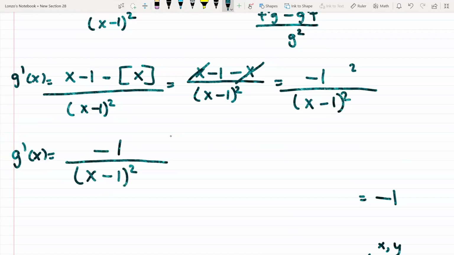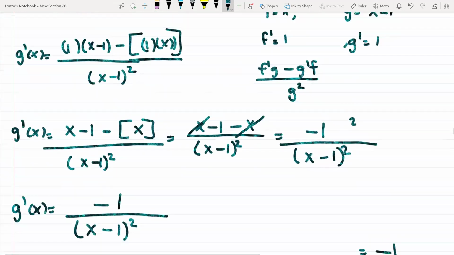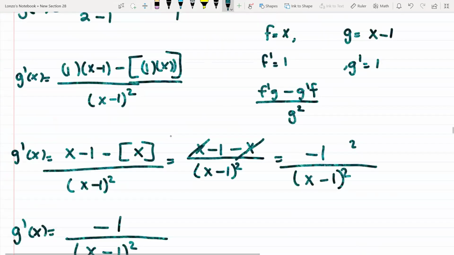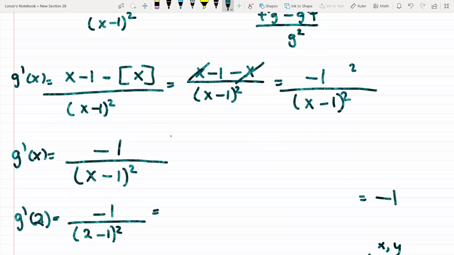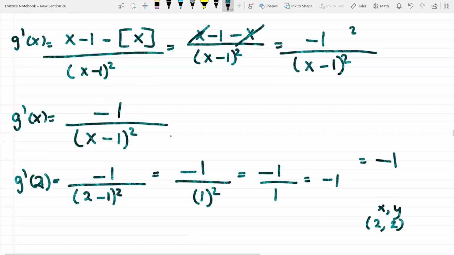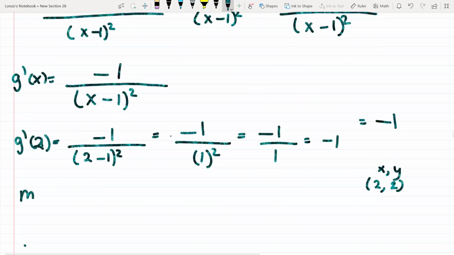This does not give us the slope, it just gives us the first derivative. So how do we find the slope of the tangent? You just plug in your coordinate, and because we only have x in the derivative, we're fine plugging in the x value. Wait, what's my x value? Not 1, it's 2. So it's negative 1 over 2 minus 1 squared. 2 minus 1 is 1, squared is 1, so that's negative 1. My slope is negative 1.